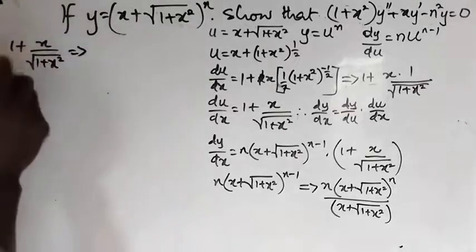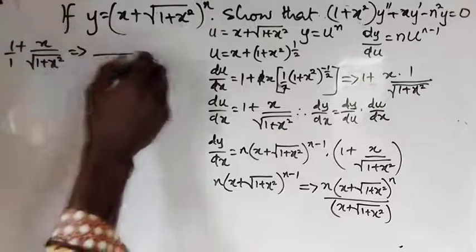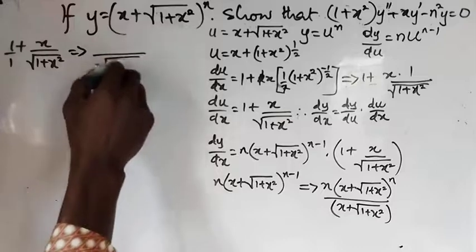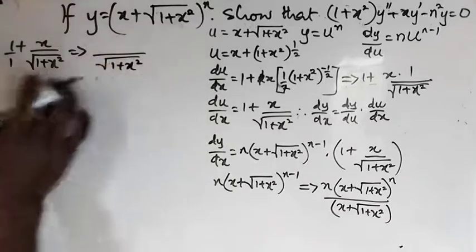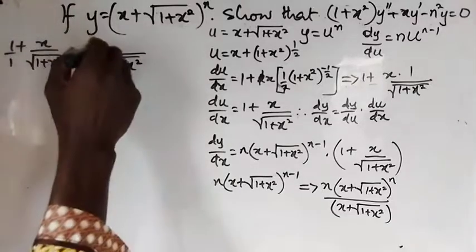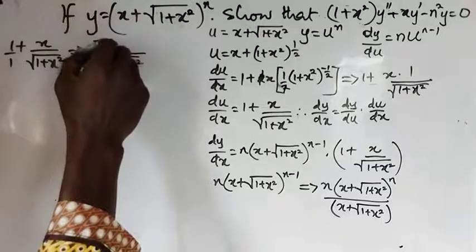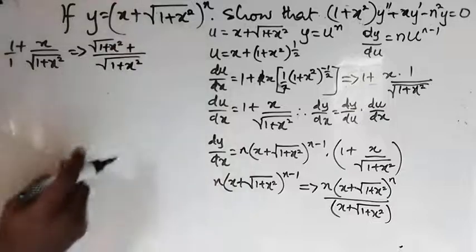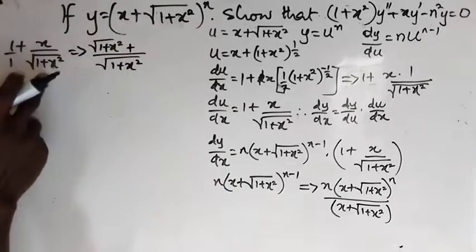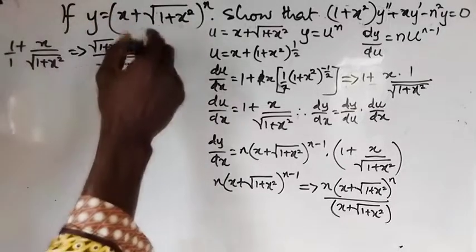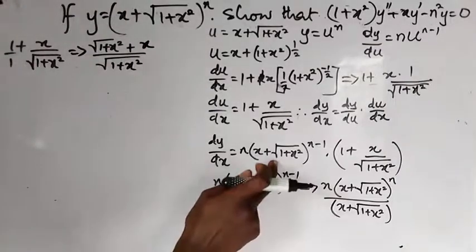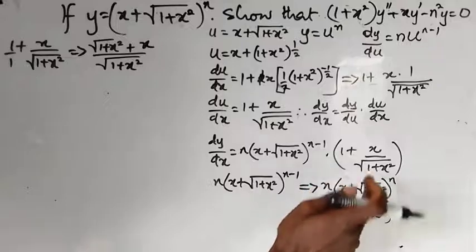Now this implies our LCM here is √(1 + x²). So this times this will give us √(1 + x²), then plus, this one times this is 1 times x. Alright, so we've simplified this and we've simplified this.